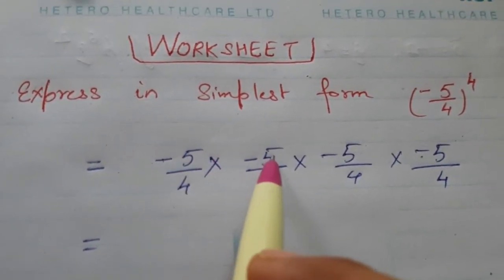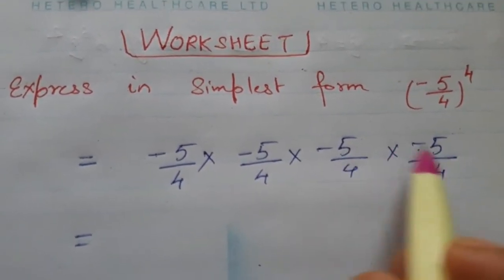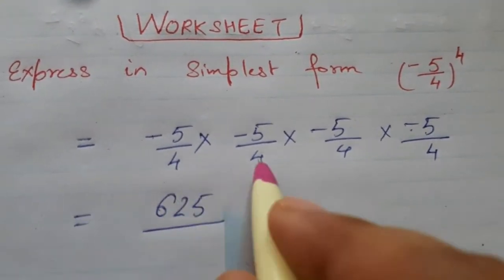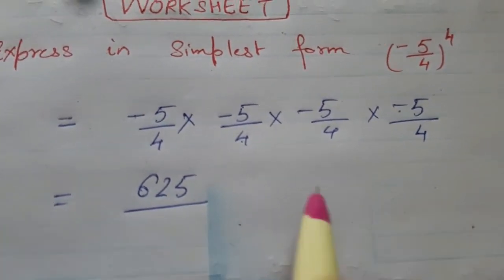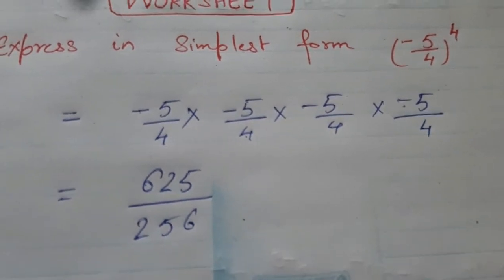Now 5 into 5, 25. 25 5s are 125. 125 5s are 625. 4 4s are 16. 16 4s are 64. And 64 4s are 256. So it will be its answer, the simplest form.